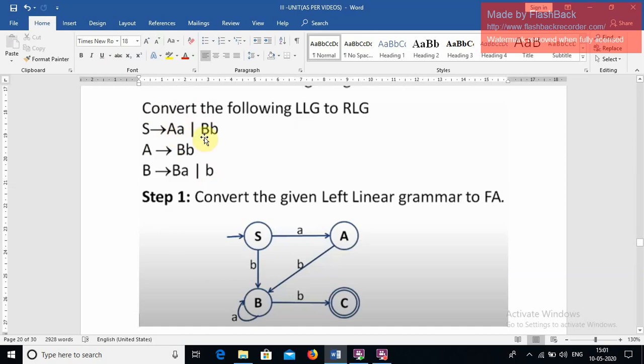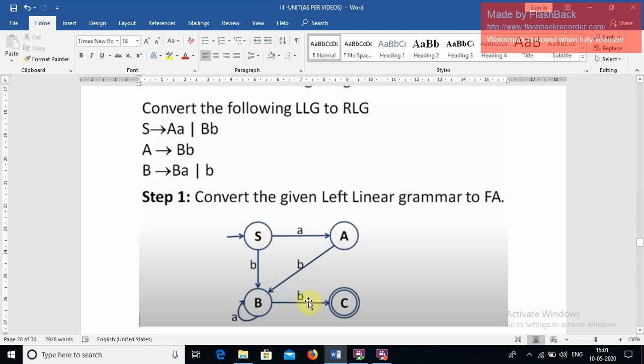Convert the given left linear grammar. If you have any doubts, you can ask me, don't mind. Don't hesitate. Somewhere I am confusing terminal and non-terminal, and in the same way right and left. You don't get confused. If you have any doubt, you can ask me again. So this is an LLG. We have a non-terminal at the leftmost position in the RHS.